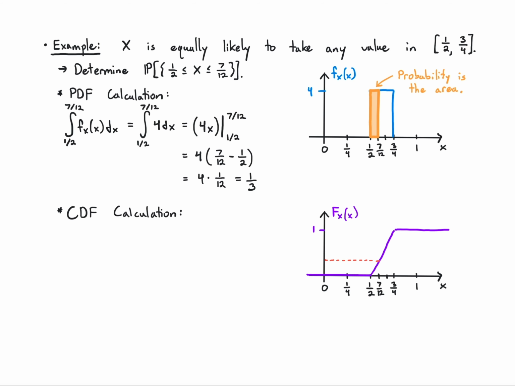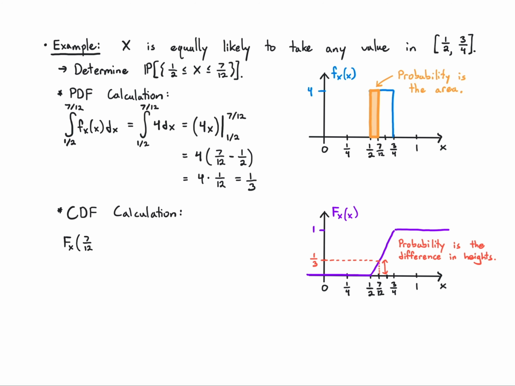So the formula I had is to take the difference in heights of the CDF for the values I care about. Here it's 7/12 and a half, right? So the probability is the difference in heights on this plot. I can see it's going to be a third, which is great. It matches what I had before, but let's do it formally.